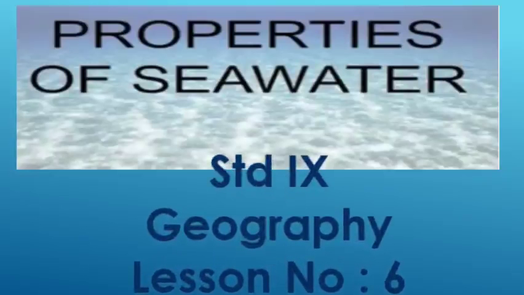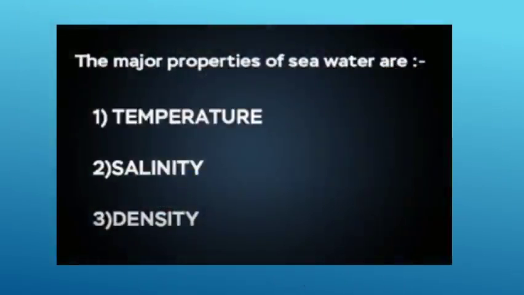Welcome children to this session of Standard 9 subject Geography, lesson number 6, Properties of Seawater. The major properties of seawater are: first, temperature; second, salinity; third, density. And this is what we are going to see in detail, all the three properties of seawater.